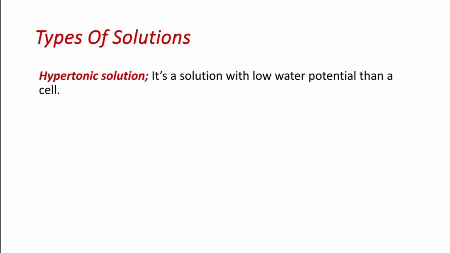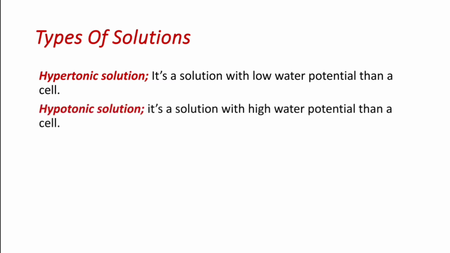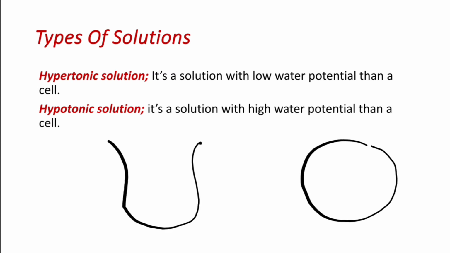Let us look at our next solution, which is hypotonic solution. So hypotonic solution, it is a solution with high water potential than a cell. So in this case, it is now the opposite. This solution has got more water molecules compared to a cell. So if I can repeat our drawings, so we've got our cup there, which has got a solution inside, and we've got our cell here, which has a solution inside as well.